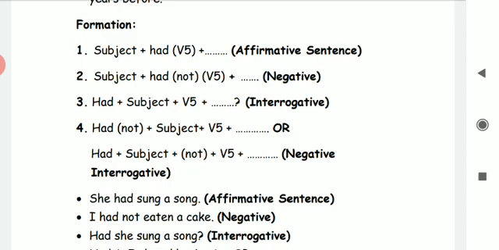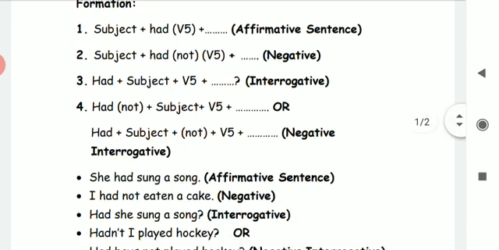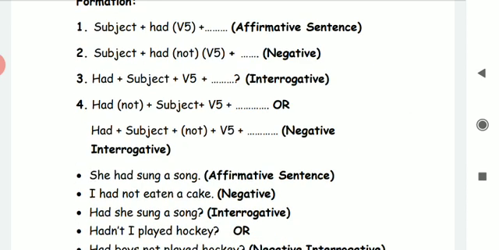Okay, now see another one, the negative interrogative. You are using had not plus subject plus V5 plus the rest of the sentence. Now here: Had not I played hockey, or you can say sometimes, Hadn't I played hockey. Both are permissible, right? Now this is the short form. Hadn't I? I is the subject. Played is V5. This is not V3. And then you are using hockey. That means Hadn't I played hockey? It is a negative interrogative sentence.